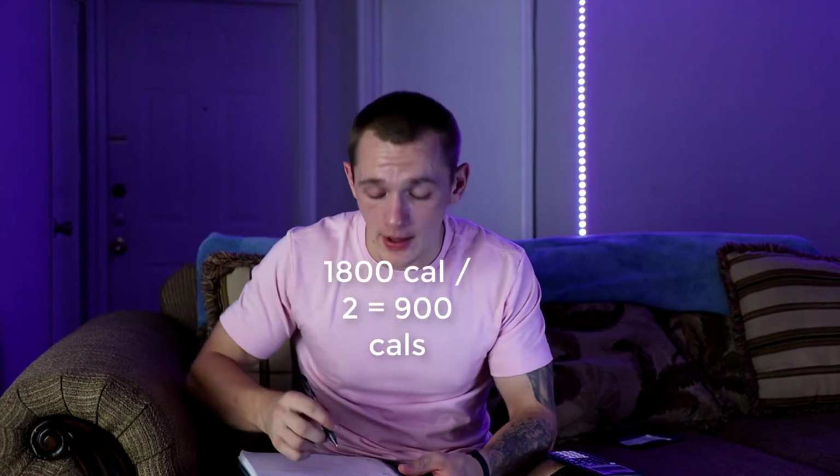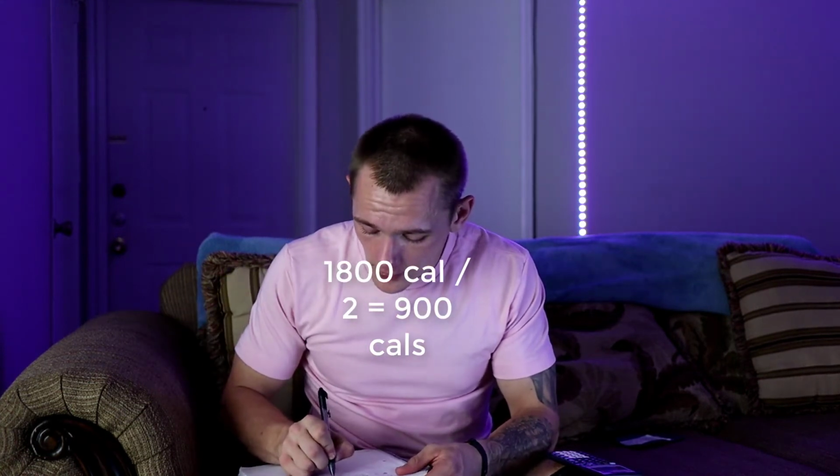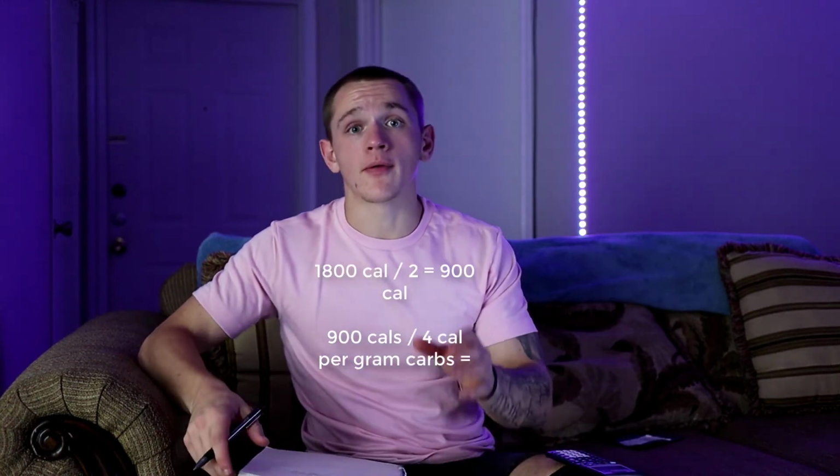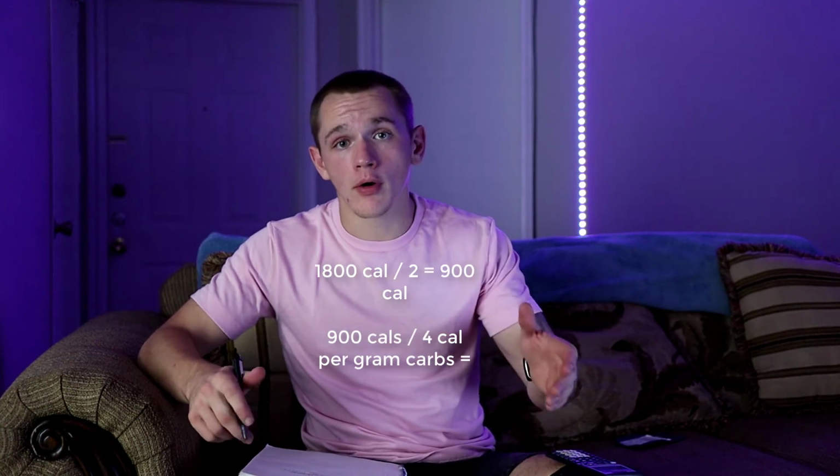We're going to take the 1800 divided by 2. Why? Because that's half of our calories. So that gives us 900 calories worth of carbs. Then we're going to divide by what? 4, right, because there are 4 calories per gram of carb. So we're going to take that 900 divided by 4. And that's going to give us an even 225 grams of carbs.